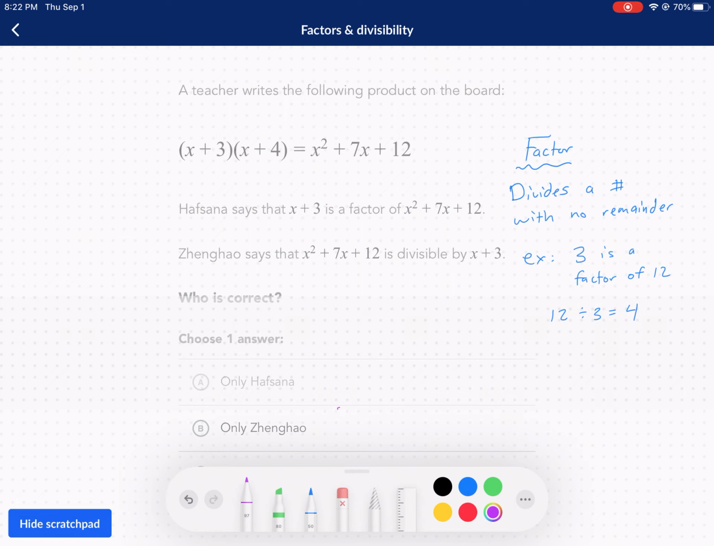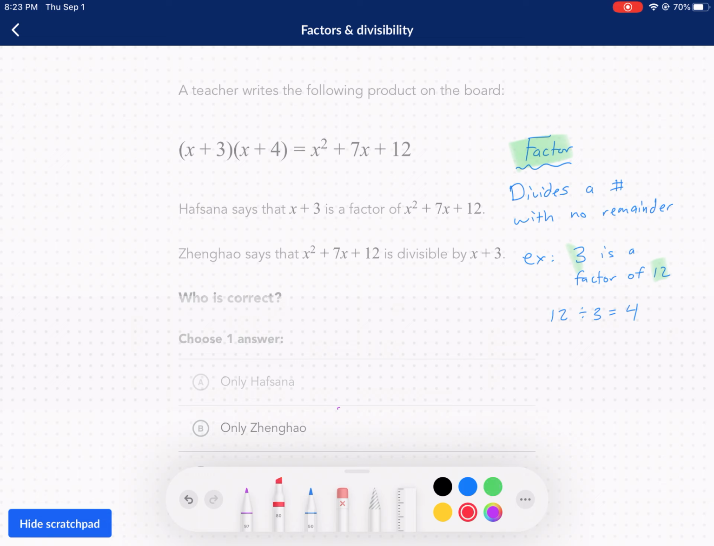And before we get into who says what's a factor or not a factor or divisible, we need to boil down what is a factor. A factor is a number that divides another number with no remainder. So an example is 3 is a factor of 12. And you can write 12 divided by 3 equals 4. 4 doesn't have a remainder.